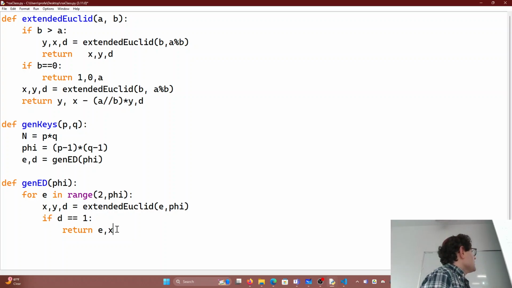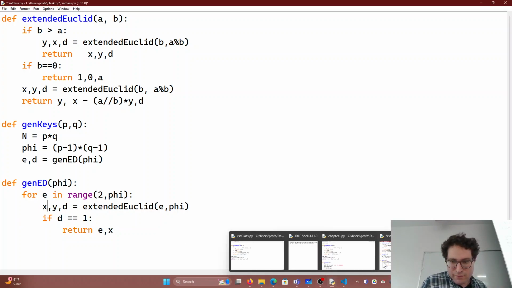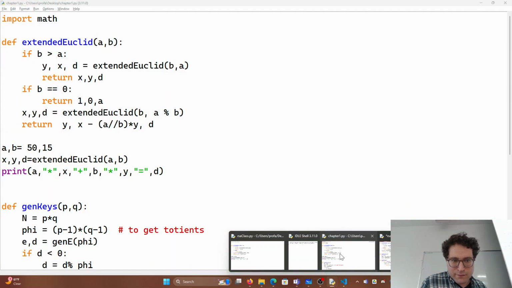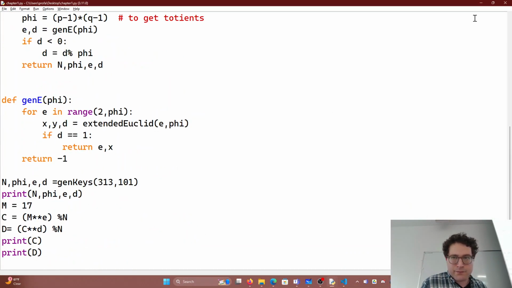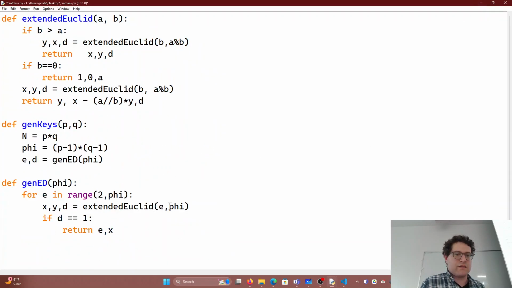X is going to be our decryption key. Let me double check that. Should be the case. That's what I did last time. Yep, D is going to be X, the decryption key, right? Because X in this case is the modular inverse. When we run the extended Euclidean algorithm, X is the modular inverse of A, Y is the modular inverse of B, in this entire return thing. Okay.